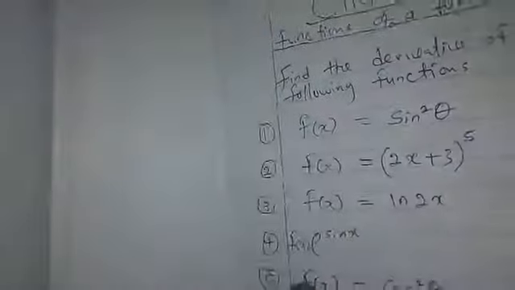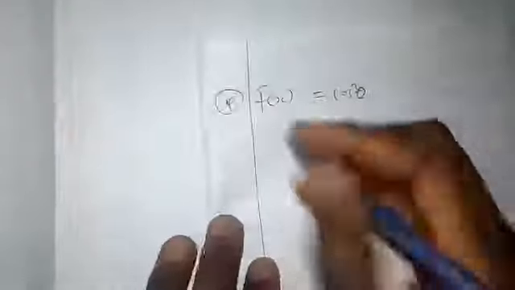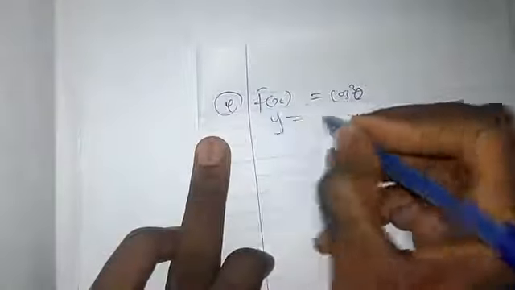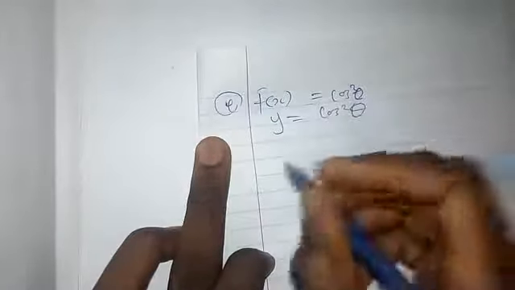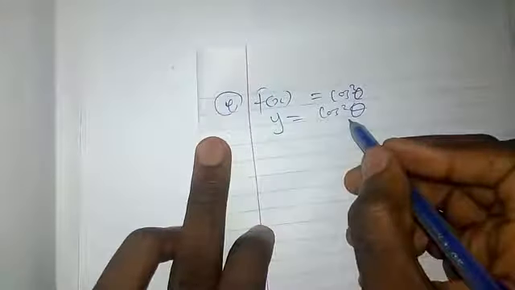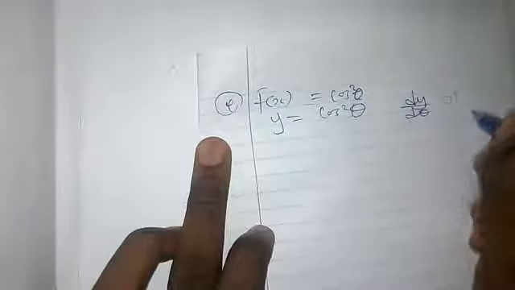Let's solve for the last case here. So we have the fourth case here. f of x is equal to cos² theta. This is also the same thing as y is equal to cos² theta. So now to find the derivative of this, we are finding dy/d theta, the theta is what we are searching for.